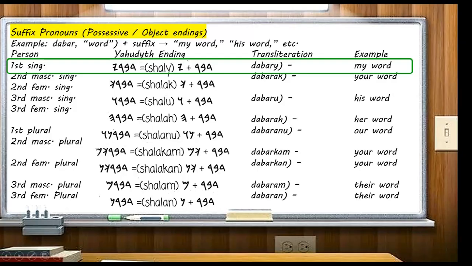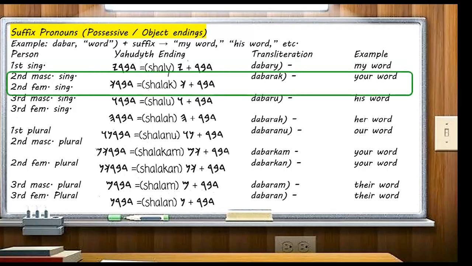When we get to the second person singular word your, whether it's your masculine or your feminine, and you're talking about your word, we have dabar plus the kaf from shalak. When you place those together, you get dabarak, your word. So dabar plus the kaf from shalak, or the ending of shalak, you get dabarak.